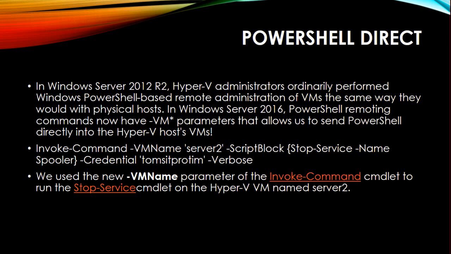PowerShell Direct. In Windows Server 2012 R2, Hyper-V administrators ordinarily performed Windows PowerShell-based remote administration of VMs the same way they would with physical hosts. In Windows Server 2016, PowerShell remoting commands now have VM parameters that allow us to send PowerShell directly into the Hyper-V host's VMs. Invoke-Command -VMName Server2 -ScriptBlock {Stop-Service -Name Spooler} -Credential tomsit\prodim -Verbose. We used the new VMName parameter of the Invoke-Command cmdlet to run the Stop-Service cmdlet on the Hyper-V VM named Server2.